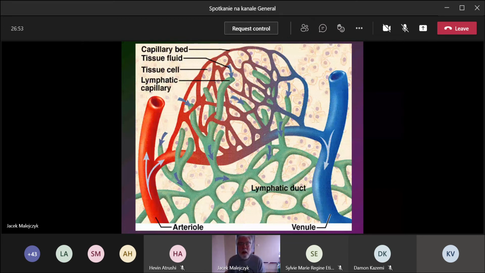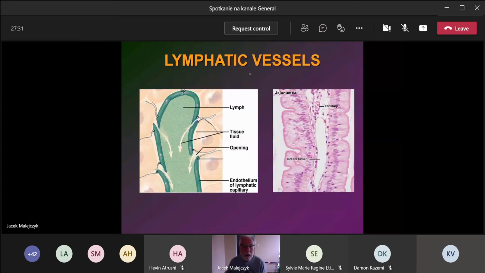The tissue fluid is very similar to blood plasma. It is blood plasma that is filtered via the capillaries. Because this fluid is usually present under some pressure, it gets into the lymphatic capillaries and goes to the lymphatic vessels and later the lymphatic ducts. So everything starts from the tissue fluid.